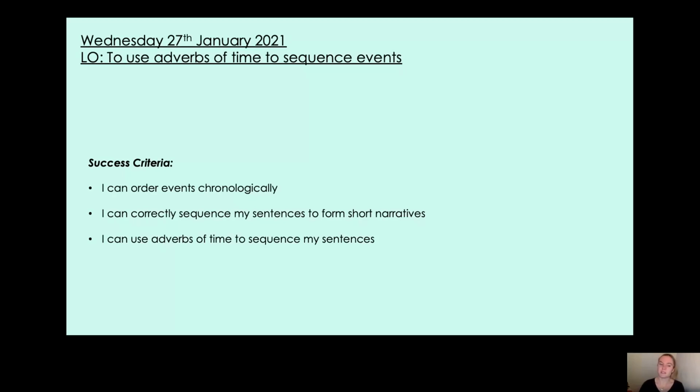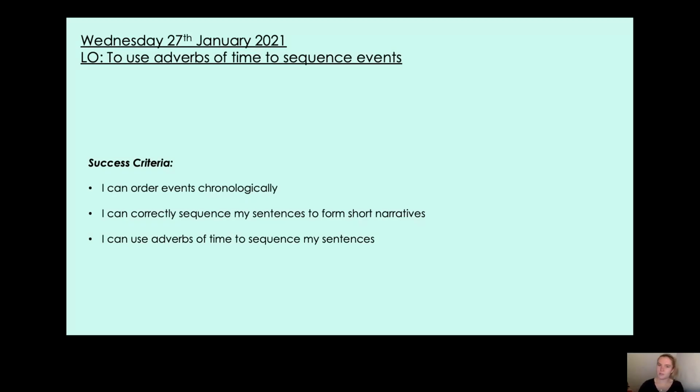So by the end of the lesson, you will have ordered some events chronologically. So you will have put them in chronological order, sequence them, so put them in the order in which they happen, and you will have used some adverbs of time to help sequence some sentences about some different events.